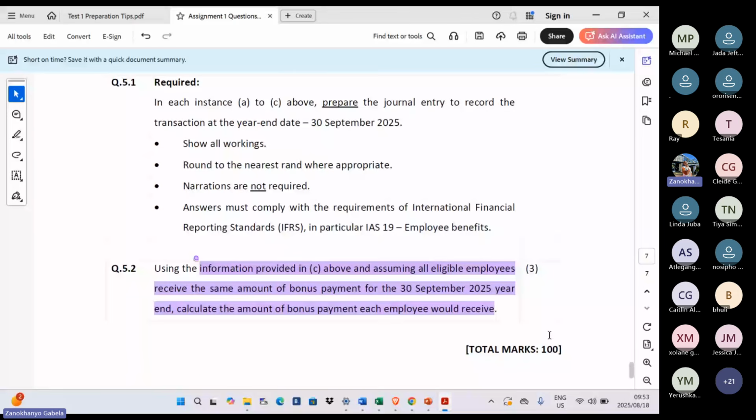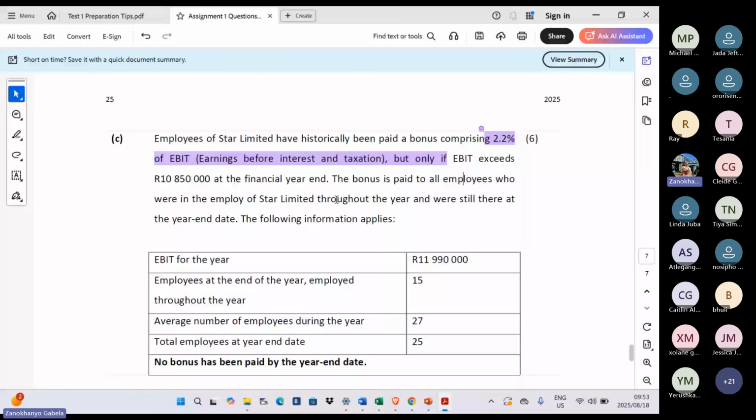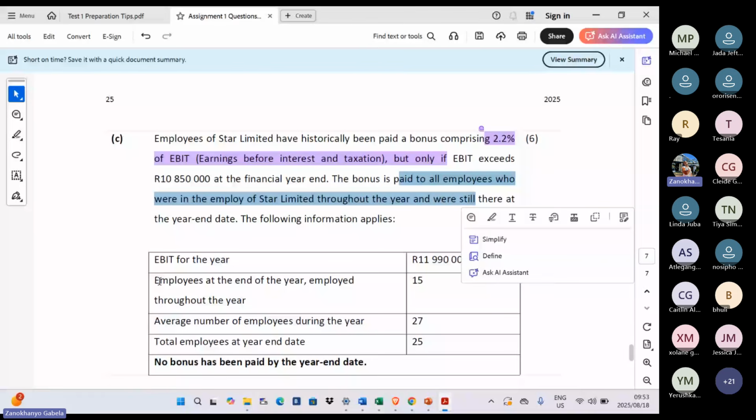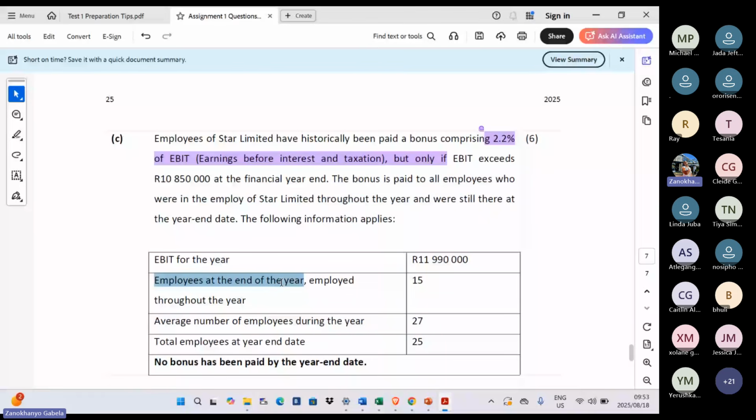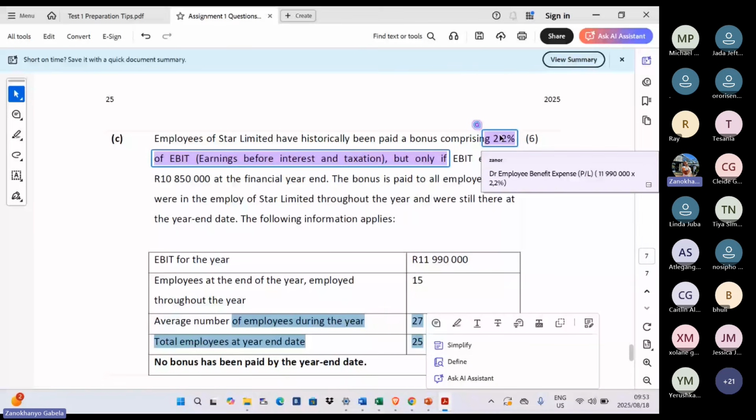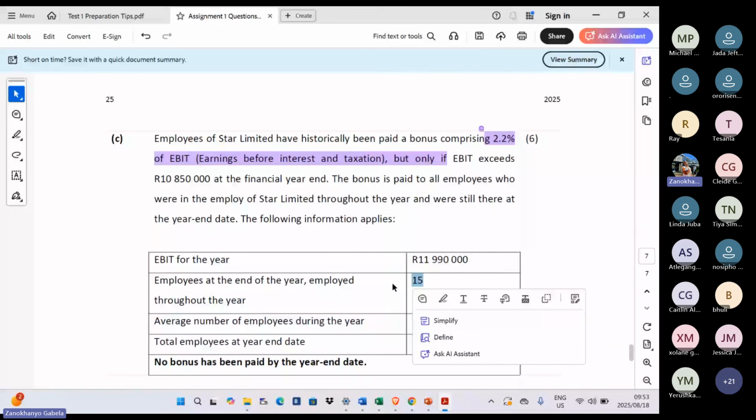Let's go and check here. It says here the bonus is paid to all employees who were in the employ of Star Limited throughout the year and were still there at year end. Let's read the second line here. Employees at the end of the year, also employed throughout the year, were 15. That means that's the answer we're looking for. Ignore the rest. If I had a pen in an exam, I would scratch everything here because it's none of my business. So I'm going to take the amount, that 2.2%, simply divide by 15. Then I have now a bonus for each employee. So nice and simple. It's like really eating that Woolworths cake.